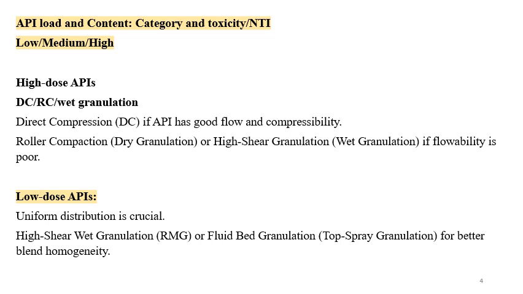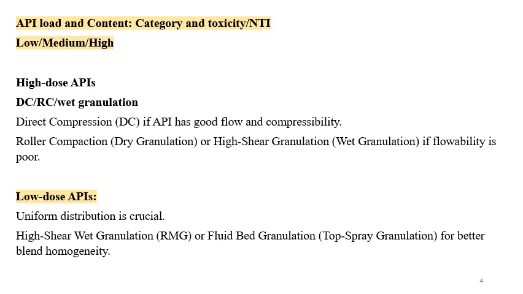You can go for direct compression method, you can go for roller compaction, you can go for wet granulation. Direct compression if the API is having good flow and compressibility, roller compaction or dry granulation, or high shear granulation, wet granulation if the flowability is poor. Basic understanding about the API nature, API sensitivity is important. If the API is sensitive to moisture, if the API is sensitive to heat, then you should select the direct compression process or roller compaction process.